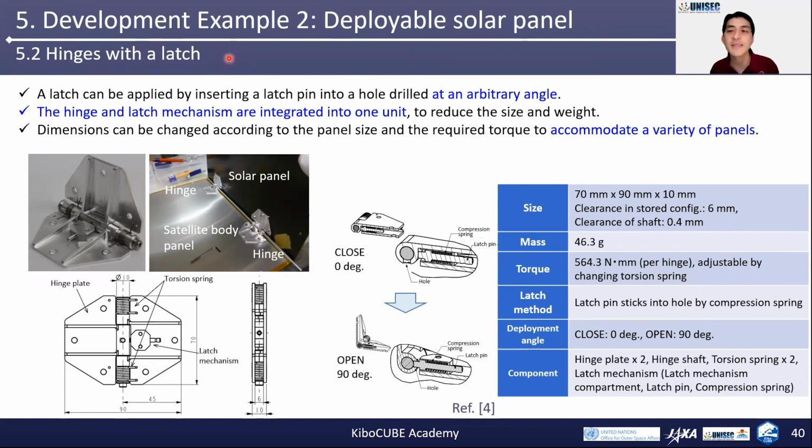First, I will explain the hinge with the latch. In the developed mechanism, the latch is applied by inserting a latch pin into a hole drilled at an arbitrary angle. In this case, it is 90 degrees. The hinge and latch mechanisms are integrated into one unit to significantly reduce the size and weight. If necessary, the dimensions can be changed according to the panel size and required torque. This feature enables it to accommodate a variety of solar panels.